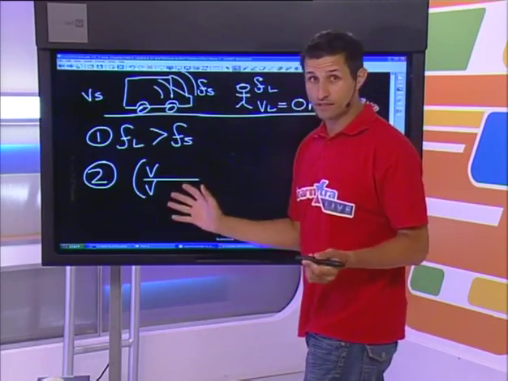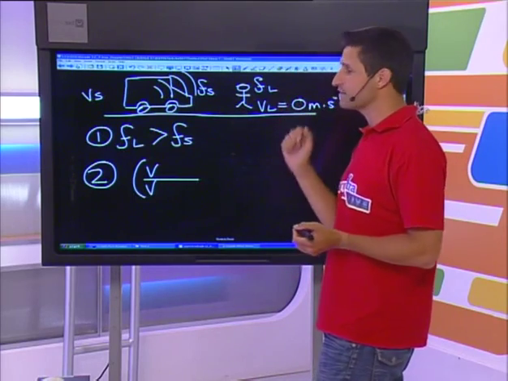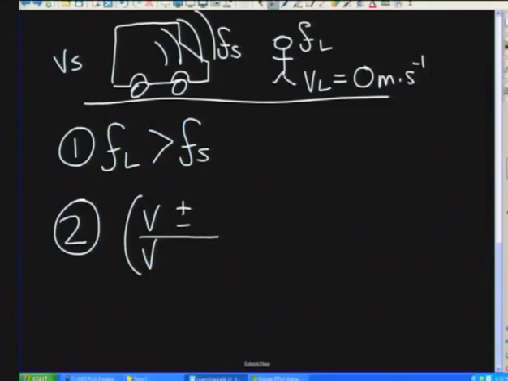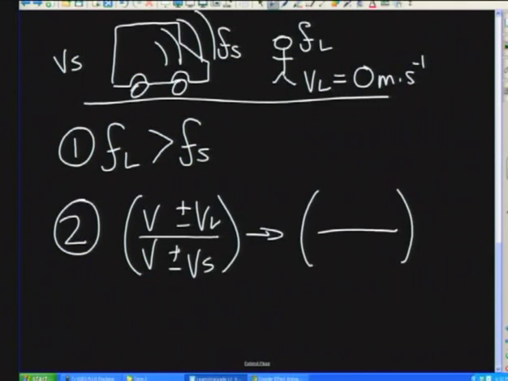But now let's explain this further. What is VL? Now we're going to choose plus or minus VL, and plus or minus for VS. We're going to simplify that very greatly, choose pluses and minuses, and put in some values. Now the velocity of our listener, lucky for us, was 0. So it doesn't matter if you choose plus or minus.